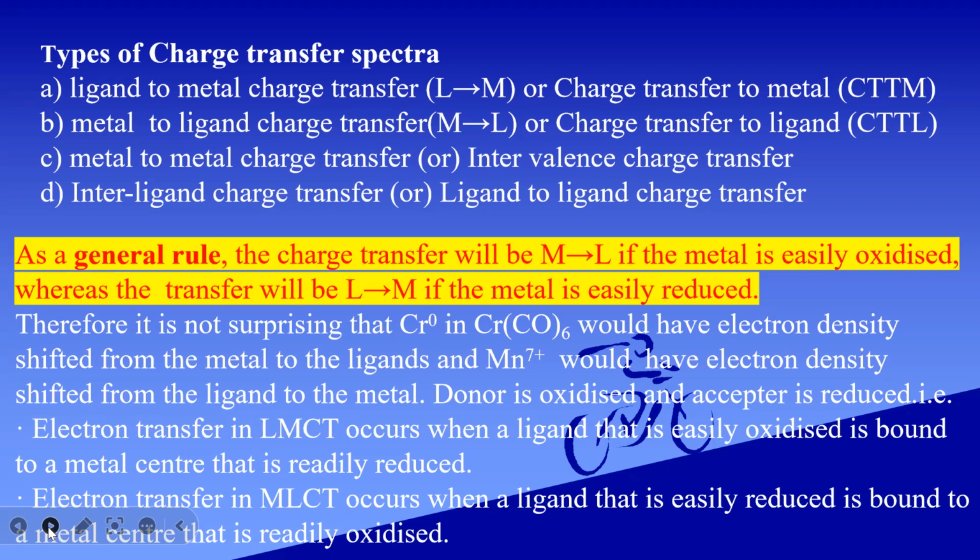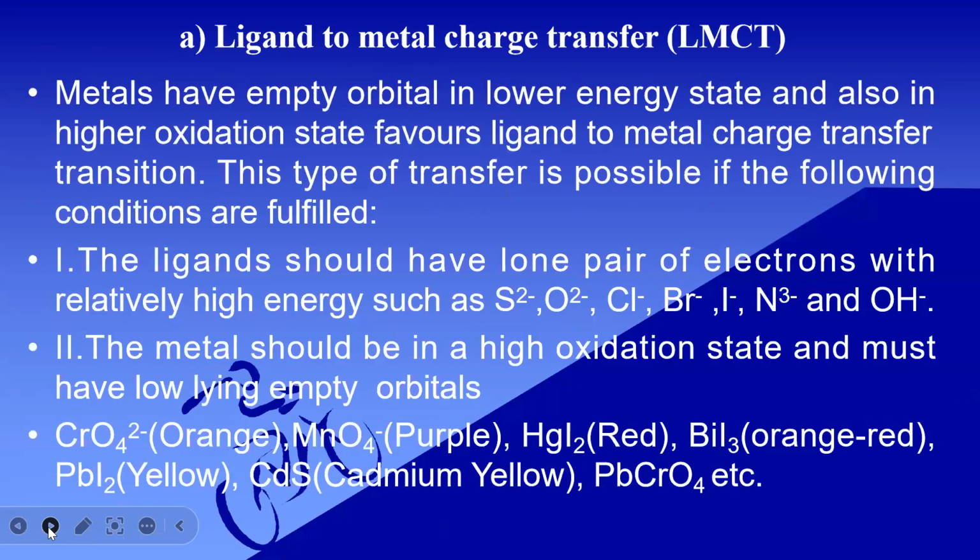The second one is electron transfer in metal to ligand charge transfer, which occurs when the ligand that is easily reduced is bound to the metal center that is readily oxidized. Let us see about the ligand to metal charge transfer.